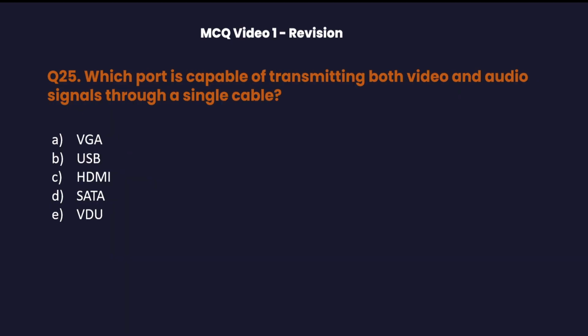Question number 25. Which port is capable of transmitting both video and audio signals through a single cable? The right answer is option number C, HDMI, which stands for High Definition Multimedia Interface. It transmits both video and audio into monitors or projectors. What is VGA? It is Video Graphics Array. Only video port, no audio.